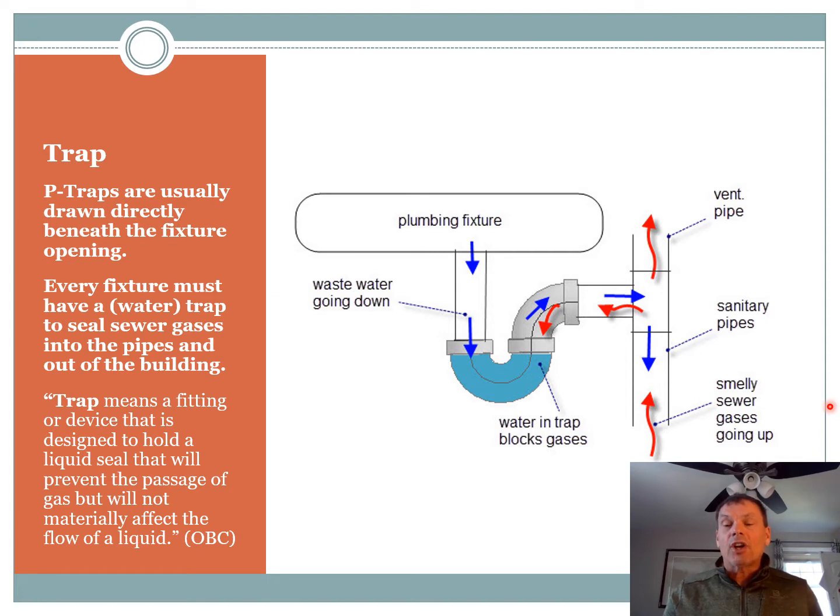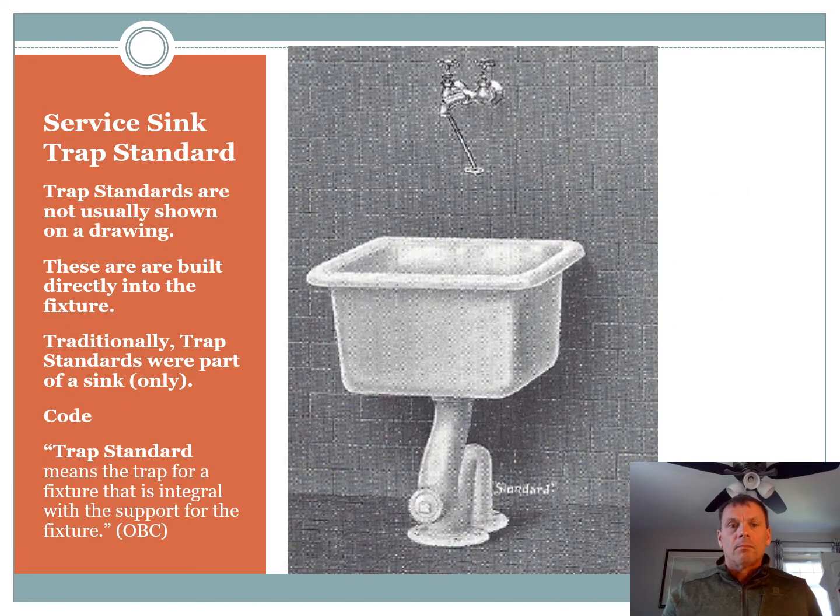These particular traps are usually drawn on the drawing as simply a centerline drawing. If you see something like that, you'll know it's a P trap. It's a relatively light duty fixture. This next item is a trap standard. Trap standards mean a trap for a fixture that is integral with the support of the fixture.